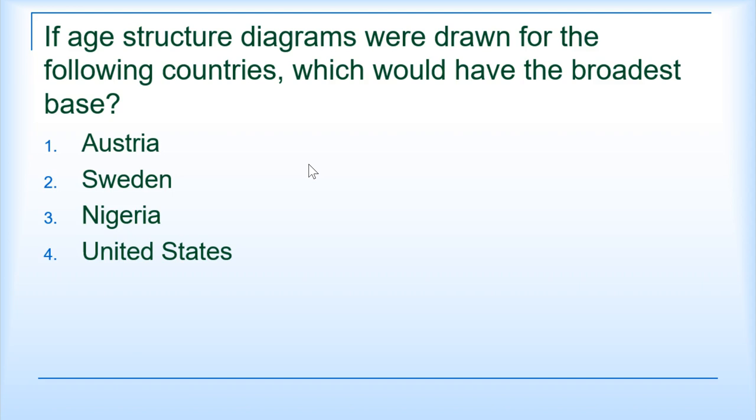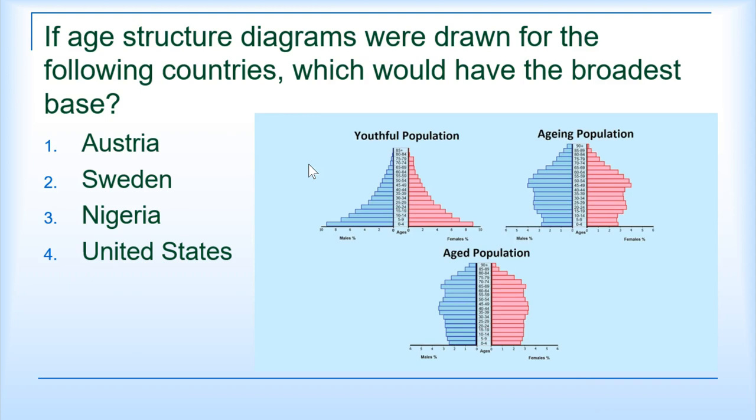So if age structure diagrams were drawn for the following countries, which would have the broadest base? In other words, I'm asking you, which one would have the most babies? That would be Nigeria. It is the least developed country out of these. It has a very youthful population because it has a very high total fertility rate. Remember, we said sub-Saharan Africa has a very high total fertility rate, which means they're having lots of babies. So this population will have lots of population momentum because all of these babies will someday have babies, or at least the ones who survive and choose to have babies.